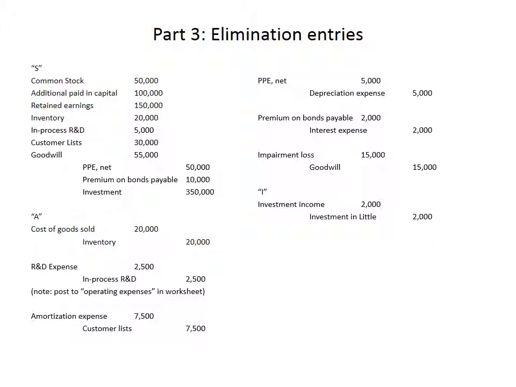Next we have I for investment income, and again we're looking at the trial balance, looking at the worksheet. Big company had investment income of $2,000. That has to be eliminated. Investment income is a credit balance if positive, so we're going to debit investment income to get rid of it, and credit investment in Little. And then finally, D for dividends, we eliminate the subsidiary dividends by crediting dividends declared and debiting the investment in Little.